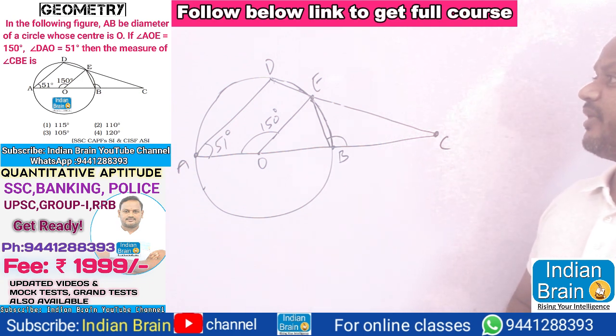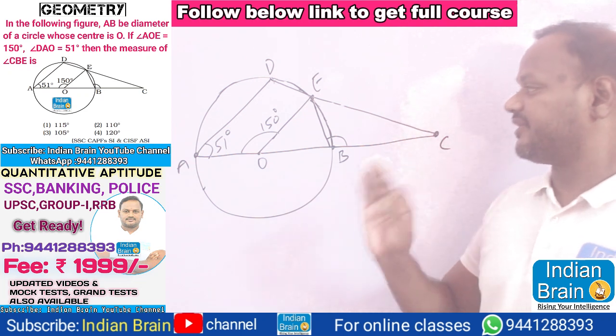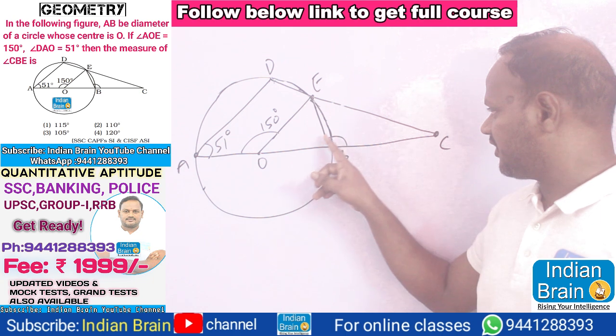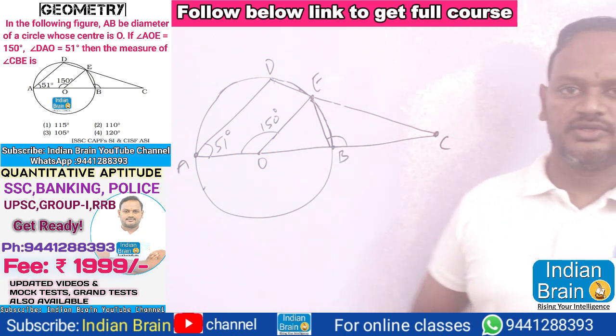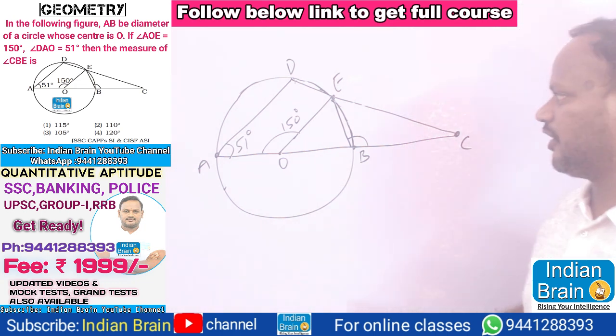Next, we need to find the measure of angle CBE. CBE means this total angle we want. This is the given figure as well as the values. According to the particular diagram, we'll have two variations.